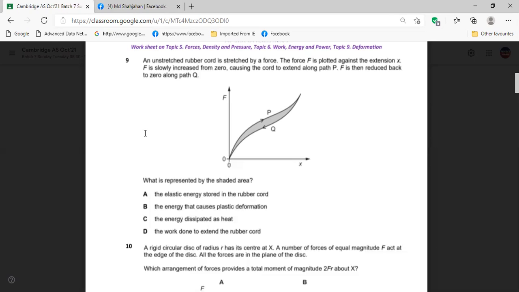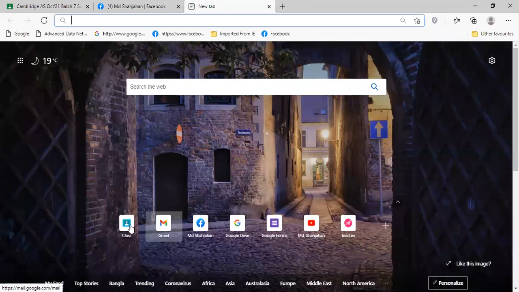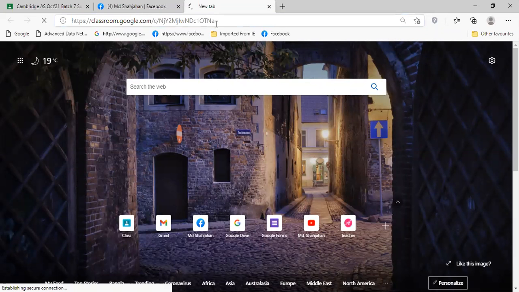Sir, X is extension, right? Yes, X is extension. And in deformation, force by extension. In your deformation notes there is one formula, there is Fx, right? Yes, sir. So that is Fx. Not that one, there is another formula like half Fx, right? Any formula like that over there? In deformation, work done, the formula of work done, I'm showing you.